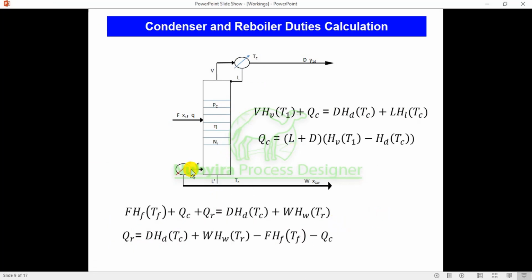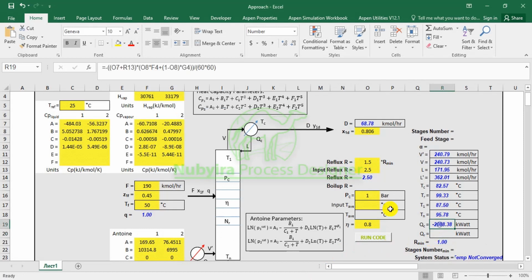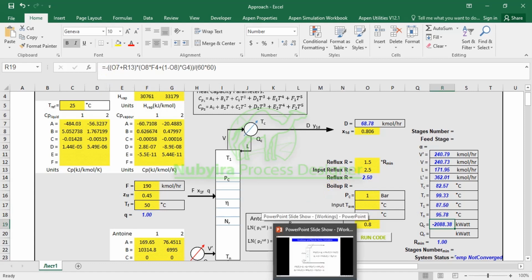So we have that. Now for the second one, for the Q reboiler, I took the overall energy balance for the whole column. For the flow in, we have the feed, then the specific molar enthalpy of the feed and the temperature of the feed, then the heat that is applied to the column, which is the QC and the QR, you understand? And I use a negative in front of this heat of vaporization because you are condensing, so it has to be negative.